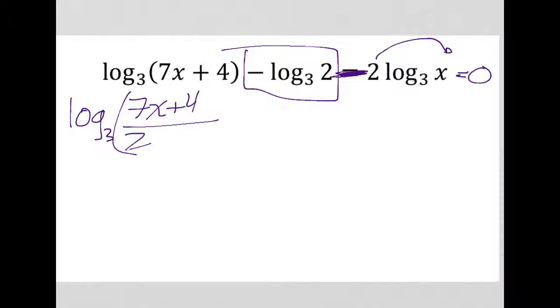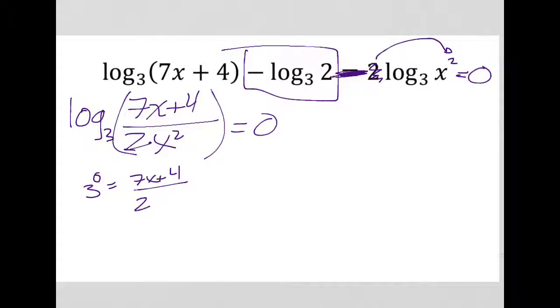So if I plug that in, I will get an x squared there. And then I'm subtracting, so it needs to go in the denominator. So I get x squared. And the operation there in the middle between the 2 and the x is indeed multiplication. So I get this log equals 0. So I rewrite that again as an exponential problem and say 3 to the 0 equals 7x plus 4 divided by 2x squared. And 3 to the 0 is the same as 1, so I get this.